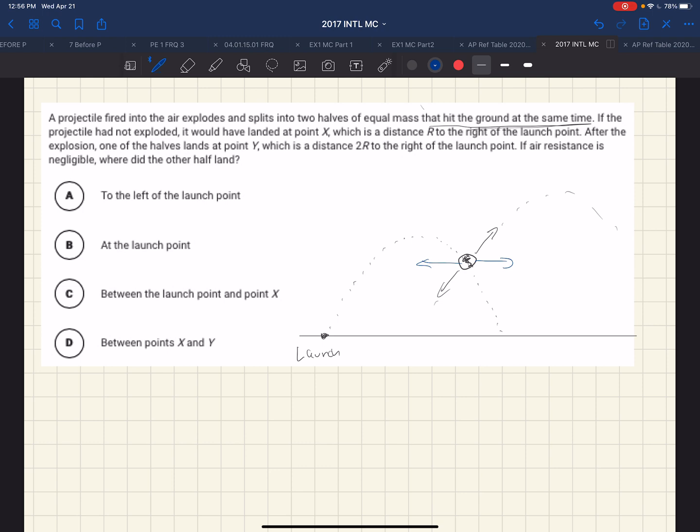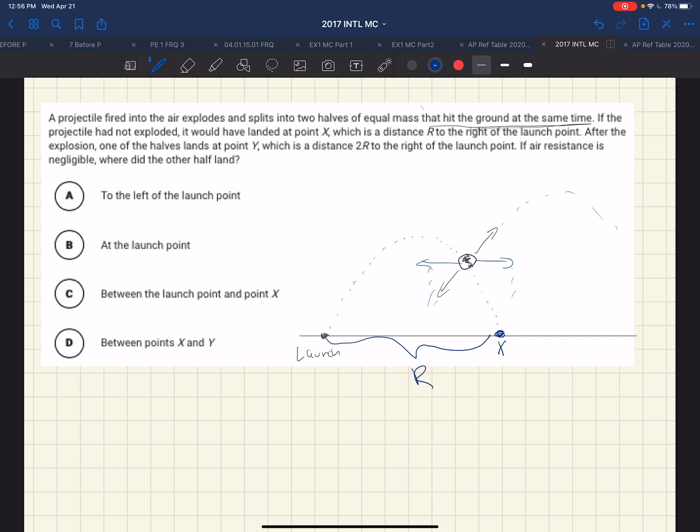Every object, if they're going to land at the same time, must be launched horizontally, like horizontally off a cliff or a table or something like that. So we know that about the explosion. It must take the blue trajectory. If it had not exploded, it would have landed at point X. So this is point X, and we are told that that's a distance r to the right of the launch point.